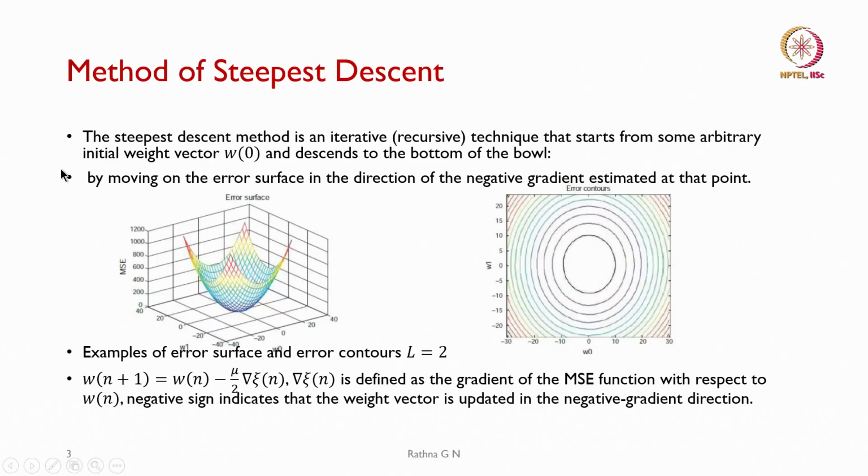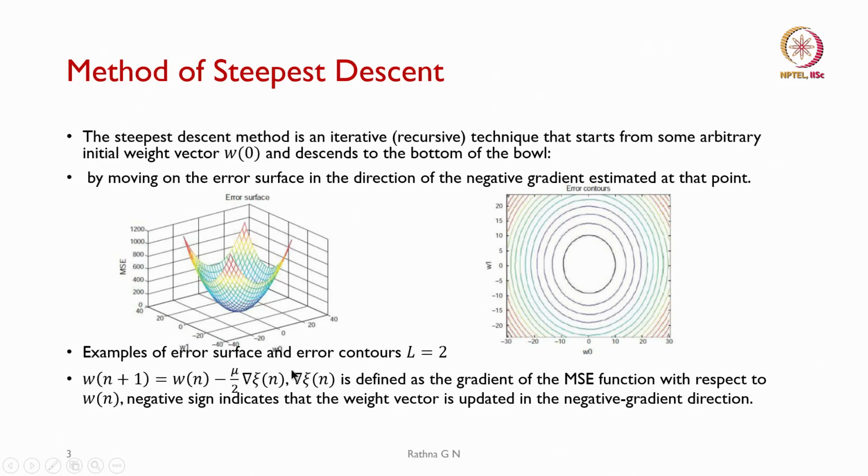algorithm. We discussed the method of steepest descent in the last class. It is an iterative or recursive technique that starts from some arbitrary initial weight vector W0 and descends to the bottom of the bowl, as we said, by moving on the error surface in the direction of the negative gradient estimated at that point. So, you will be estimating it and then going down.